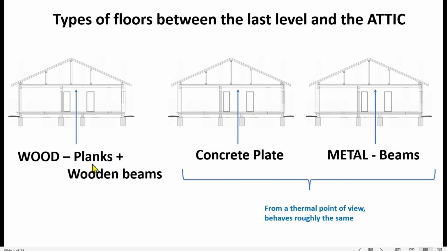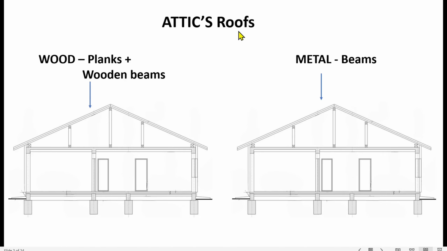Wood planks plus wooden beams, concrete plate or metal beams. From a thermal point of view, concrete plate and metal beams behave roughly the same. Attic roofs: planks plus wooden beams or metal beams.